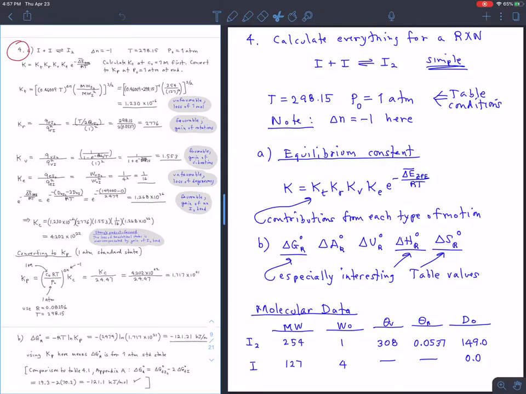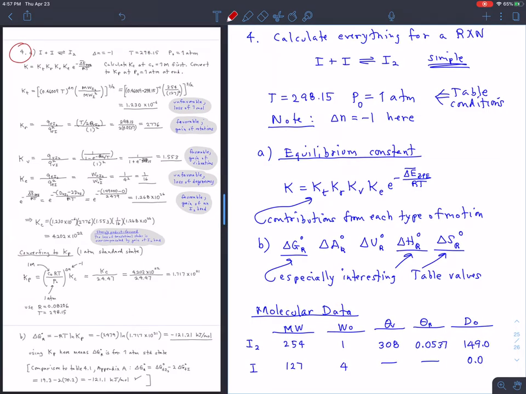Okay, we're now ready to do problem number 4, which is the first of two where we actually calculate the properties for a chemical reaction. I've chosen for this example the simplest chemical reaction I could come up with, which is two iodine atoms reacting to form a bond and form an I2 molecule. The reason that's advantageous is the partition functions for the iodine atoms, of course, are especially simple, so that'll shorten up our calculation quite a bit.